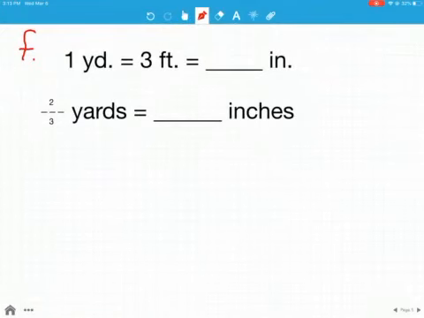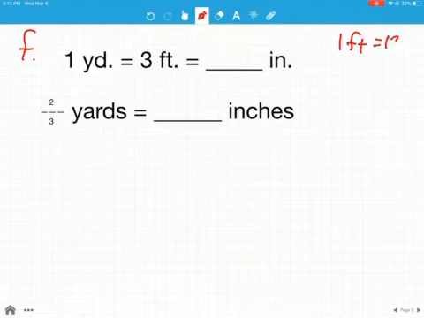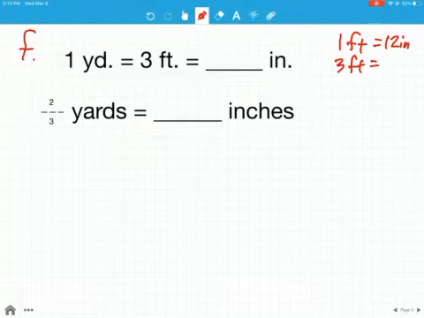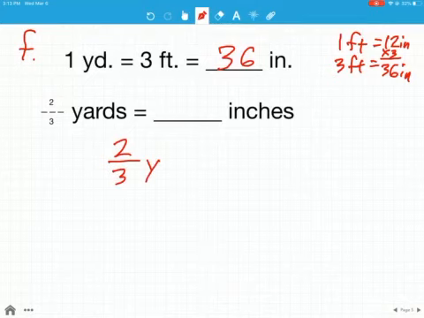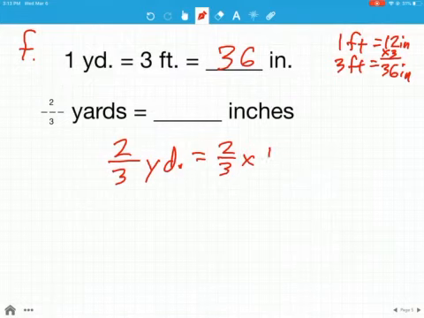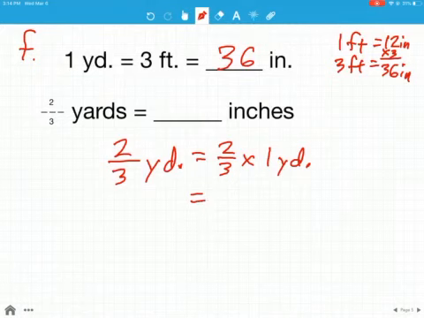All right, we know that 1 yard equals 3 feet. Hopefully all of you know that. And you know that 1 foot equals 12 inches. So 3 feet would equal 3 times that, which is 36 inches. All right, so now we have the 2/3 yards, and we know that that's 2/3 times 1 yard, and I'm going to leave you at that. You'll have to figure out what you're going to need to do next.